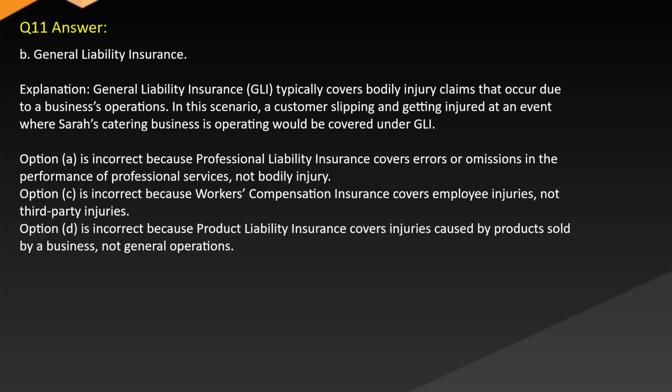Option A is incorrect because professional liability insurance covers errors or omissions in the performance of professional services, not bodily injury. Option C is incorrect because workers' compensation insurance covers employee injuries, not third-party injuries. Option D is incorrect because product liability insurance covers injuries caused by products sold by a business, not general operations.